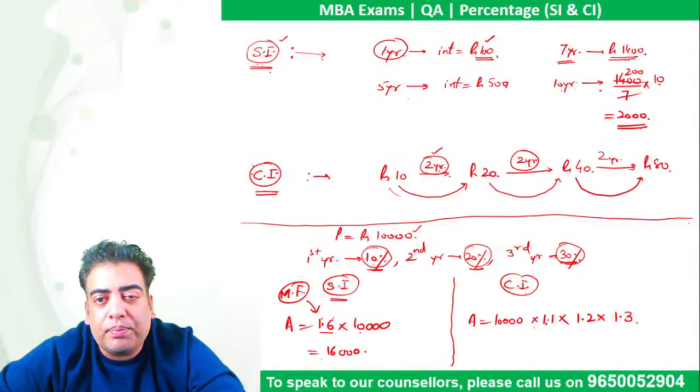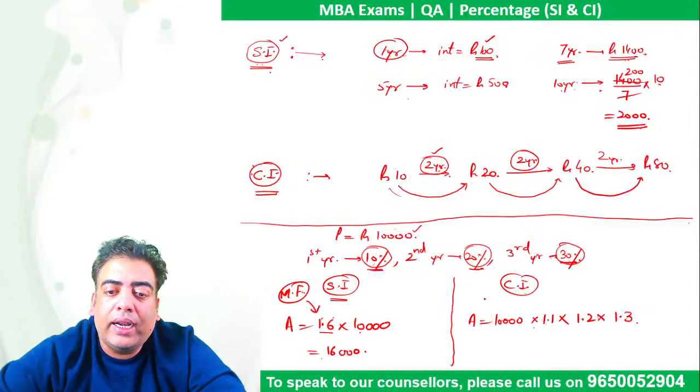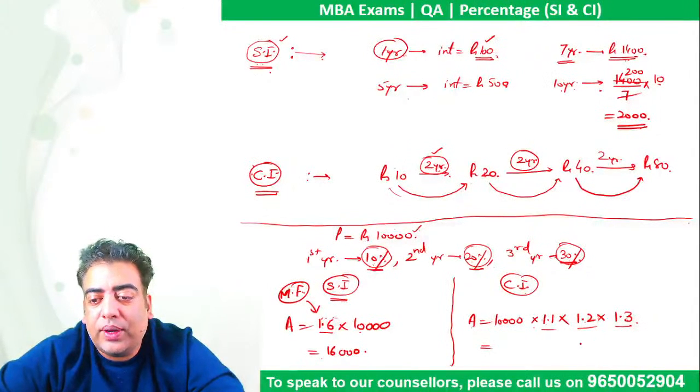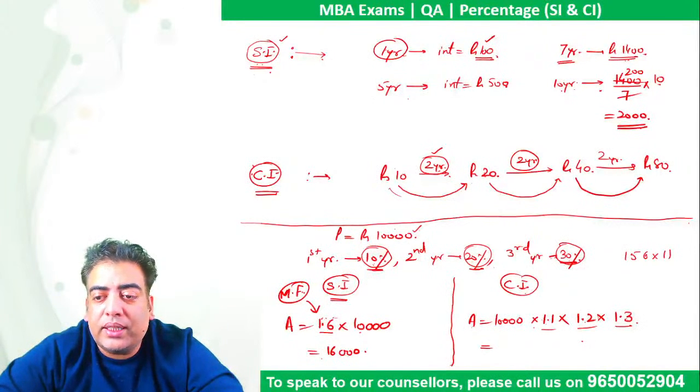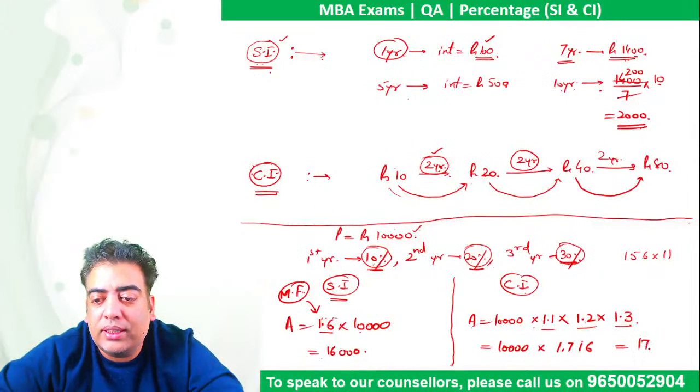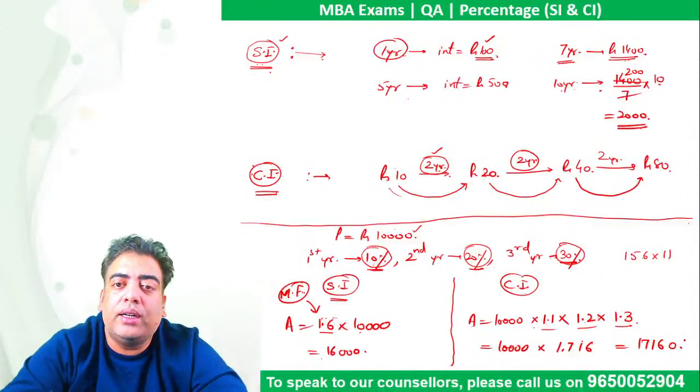Right, so in case of compound interest, you cannot add all the percentage values and apply 1.6. That will be the case of simple interest, right? So in this case, we just need to multiply these three. So 1.2 into 1.3 is 1.56. So 1.56 into 1.1, you will get 1.716. When multiplied with 10,000 results in 17,160.